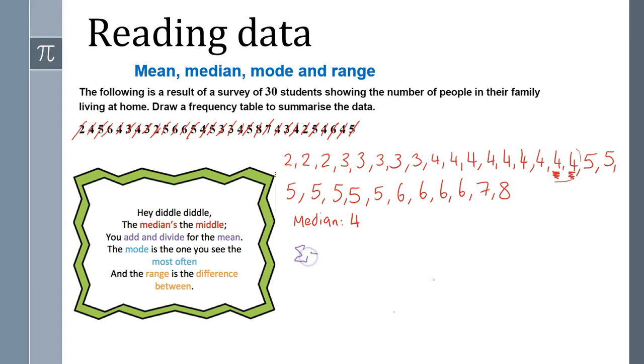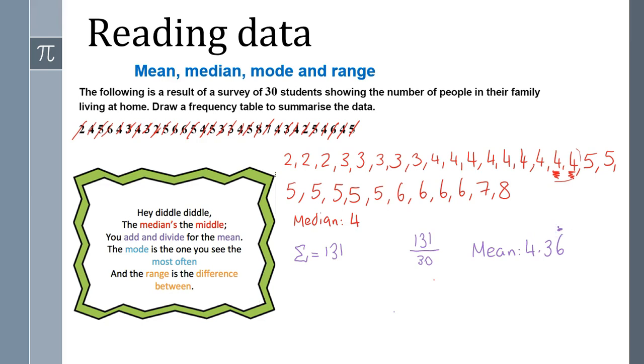So I'm going to use a symbol here that means sigma, which means everything all added up. And everything all added up equals 131. So to find the mean, we're going to go 131 divided by how many pieces of data there are. So there's 30. So 131 divided by 30. I'm just doing this on my calculator. And it's 4.36. So my mean is 4.36 recurring. So the 6s keep going.